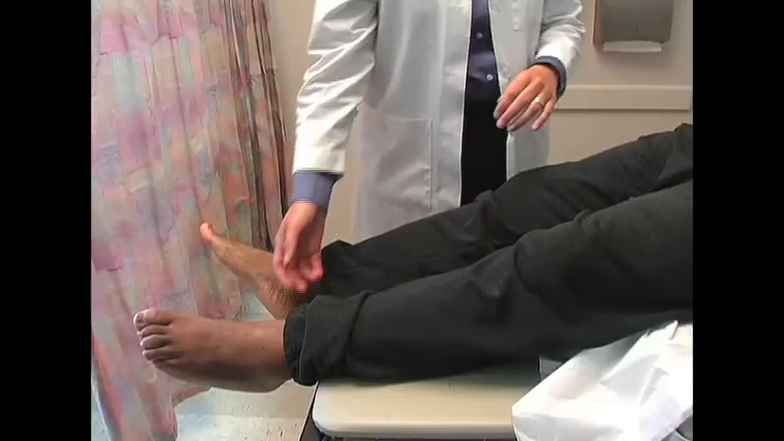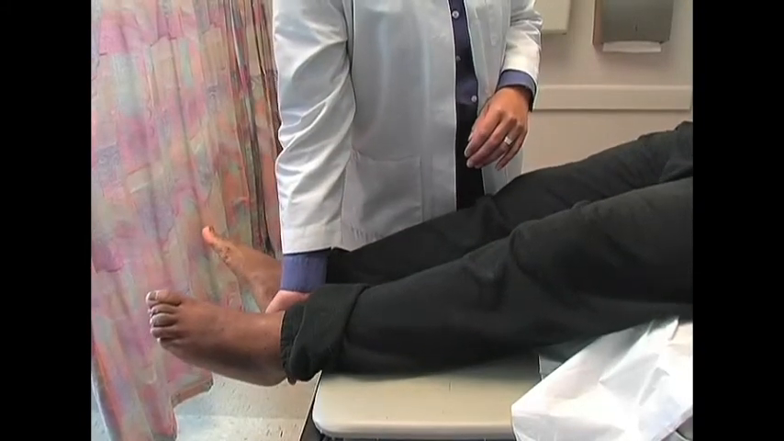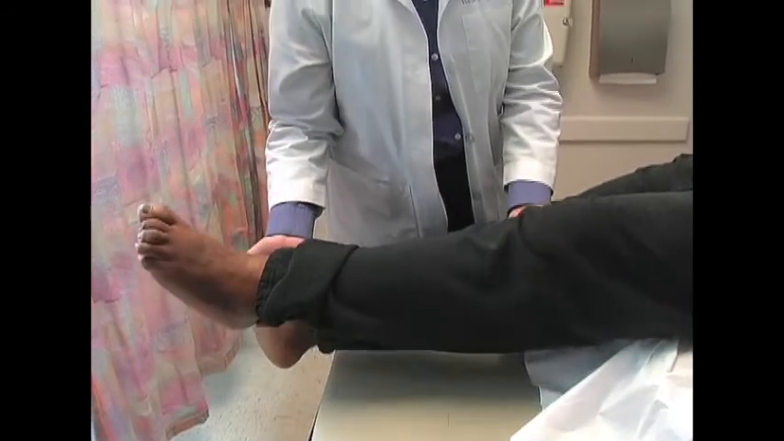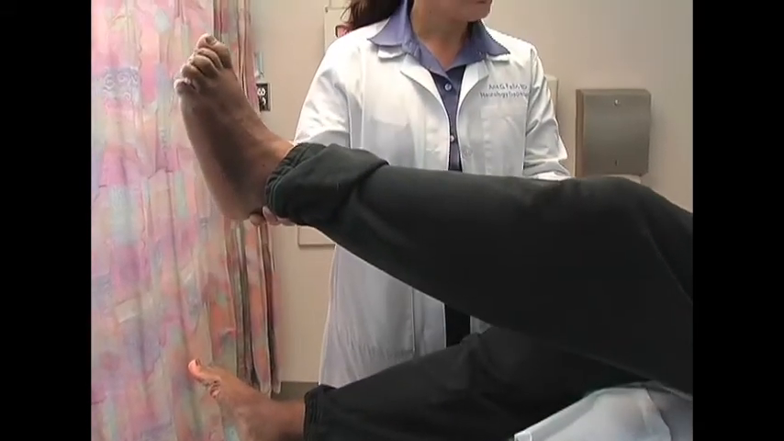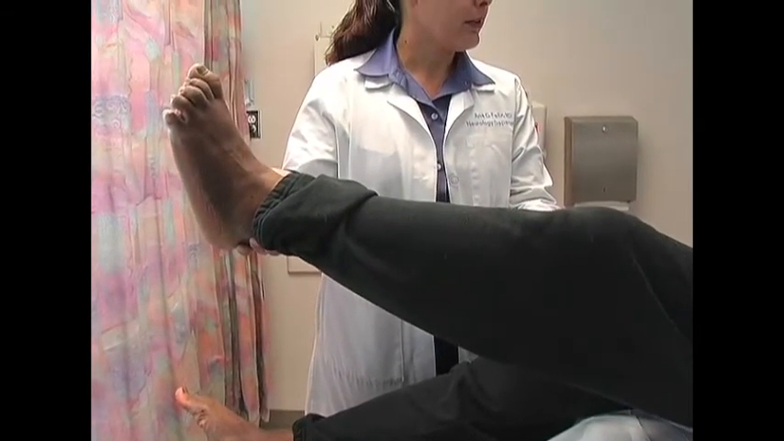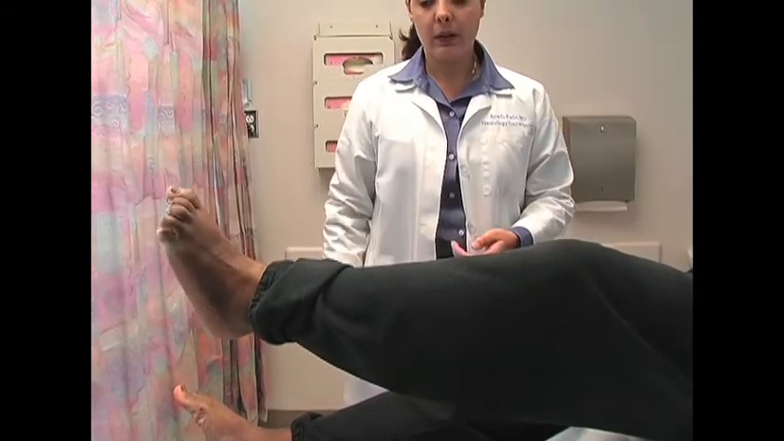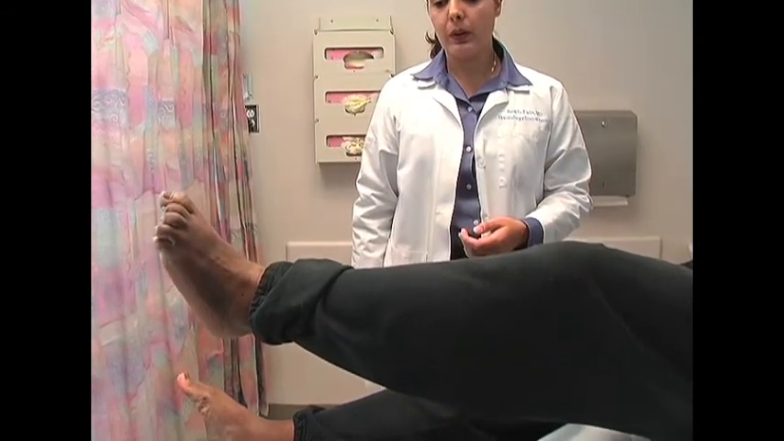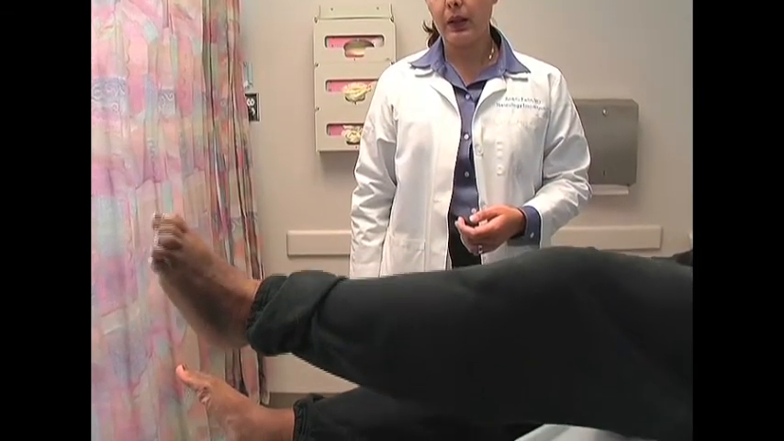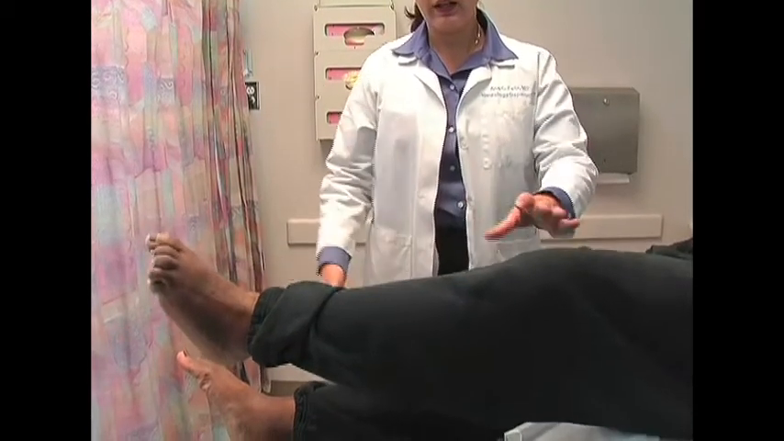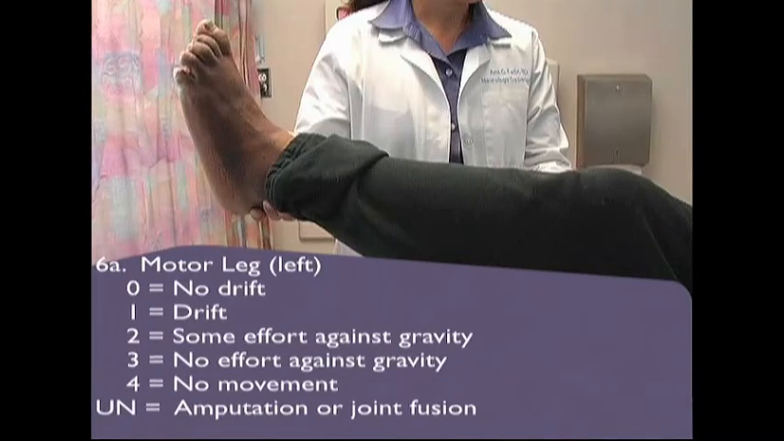Next, we're going to try to do the same thing with your left leg. Again, I'm going to lift it up, and we're going to try and keep it there while I count to 5. 1, 2, 3, 4, 5. You can relax. The patient's left leg drifts, but does not hit the bed at the end of the 5-second period. He therefore scores a 1.